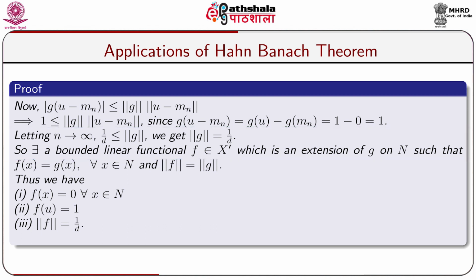So, there exists a bounded linear functional f belonging to X', which is an extension of g on N, such that f(x) = g(x), because g is a restriction of f, for all x belonging to N, with the property ‖f‖ = ‖g‖. So, thus we have number 1, f(x) = 0 for all x belonging to M, number 2, f(u) = 1, and number 3, ‖f‖ = 1/d.